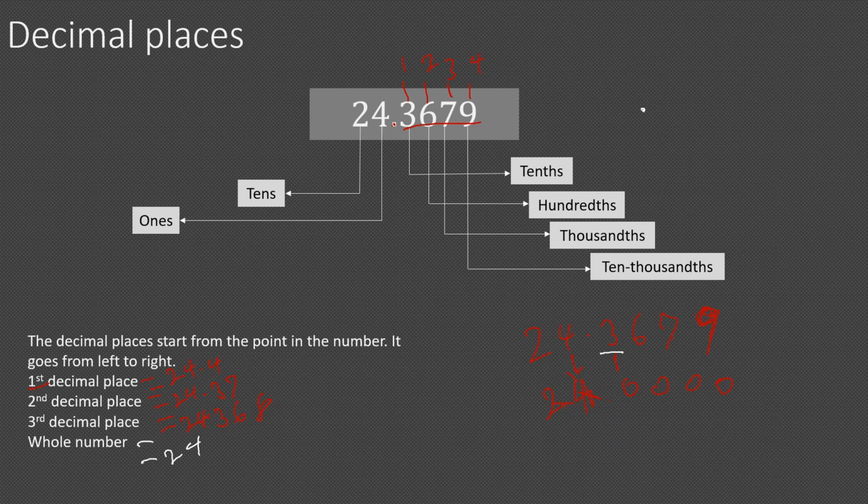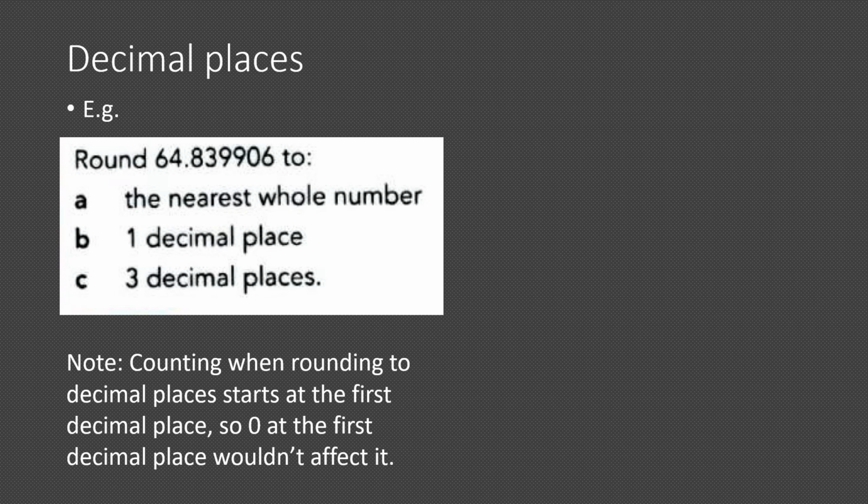With that being clear, let's look at some examples. The example is: round 64.839906 to the nearest whole number. That's the first question.